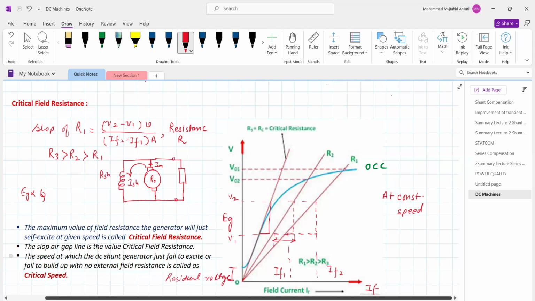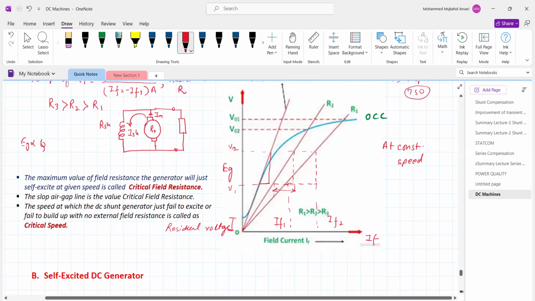Now, the speed at which the DC generator just fails to excite or build up the voltage with no external field resistance is called the critical speed. One more important thing is that your speed should be more than the critical value. For example, if the rated speed of the generator is 1500 RPM, but you are running the generator at 750 RPM, it does not produce the voltage, even if the critical field resistance is smaller and no external resistance is there in the field winding. Therefore, the speed should be more than the critical value. Then the generator is going to develop the terminal voltage for the self-excited DC shunt generator.